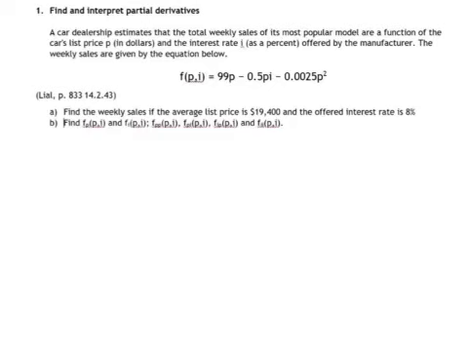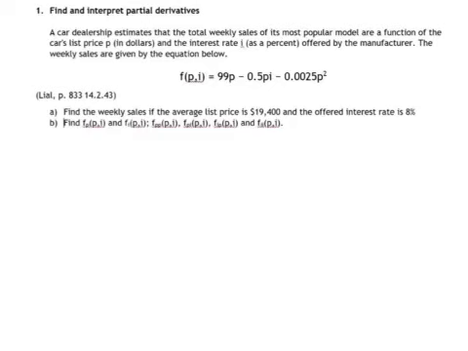Sometimes there are a couple of things or more that contribute to the various things that we're looking at in our business. So in this case, we're looking at a car dealership. It says it estimates that the total weekly sales of its most popular model are a function of the car's list price and the interest rate as a percent. So here we have two variables, list price and interest rate. So we have what we call a multivariable function, so it has more than one variable.